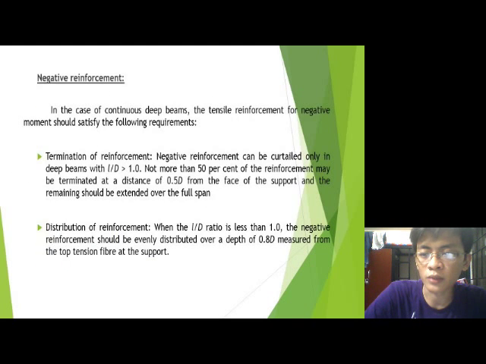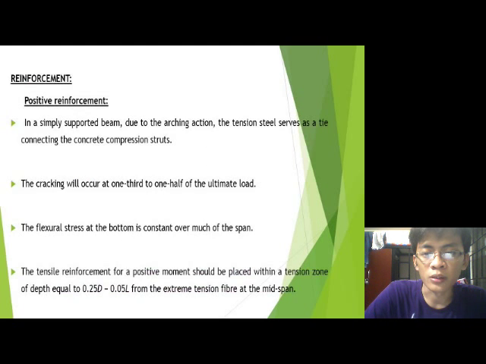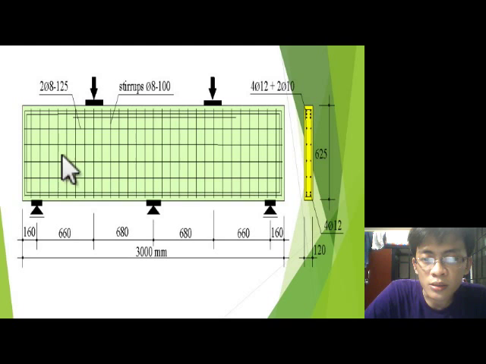In the previous cases, we see the vertical and horizontal reinforcement here. These are the horizontal and vertical reinforcement placed along the full length of the beam.